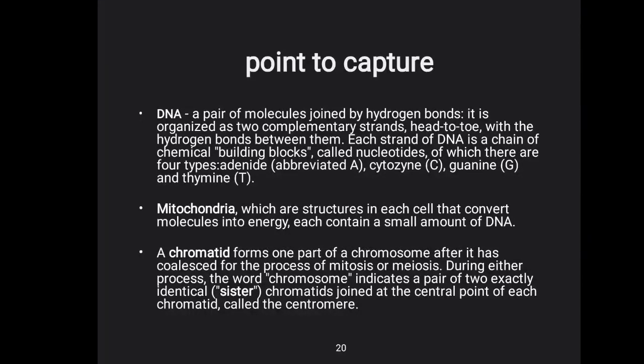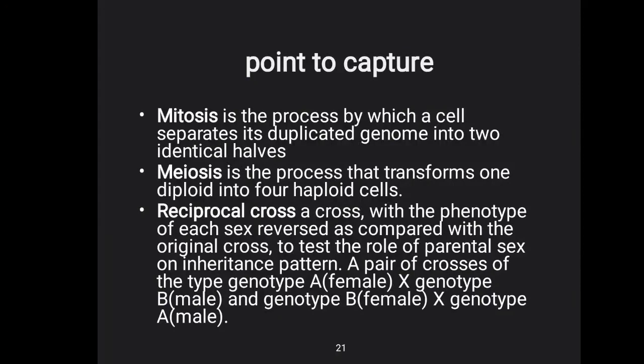Now points to capture: what is the definition of DNA, mitochondria and chromatid. Also mitosis. Mitosis is a process by which a cell separates its duplicate genome into identical halves. Meiosis is the process that transforms one diploid cell into four haploid cells.